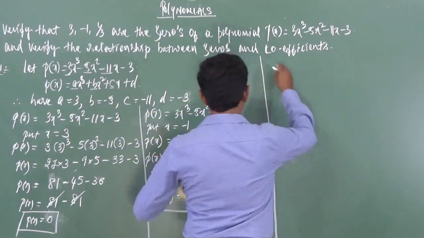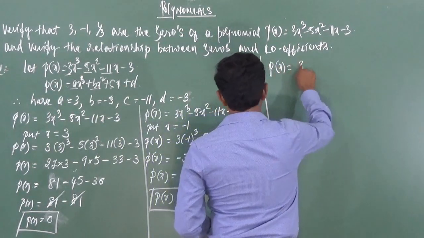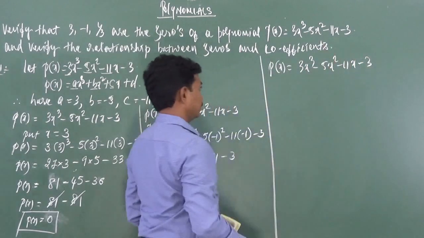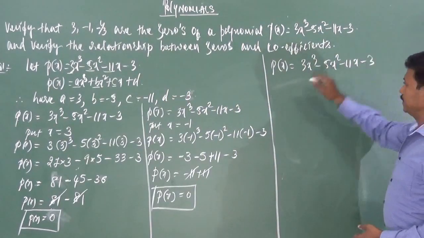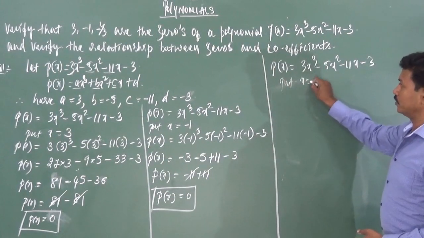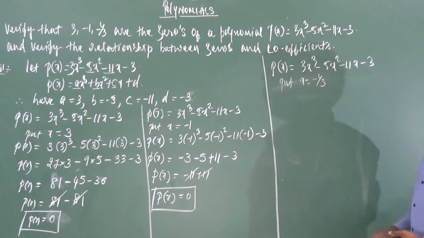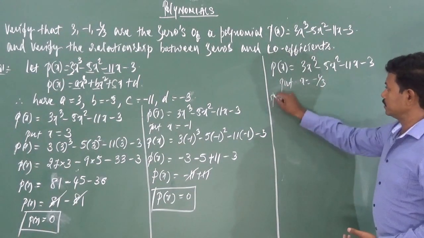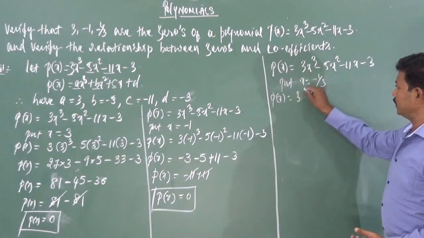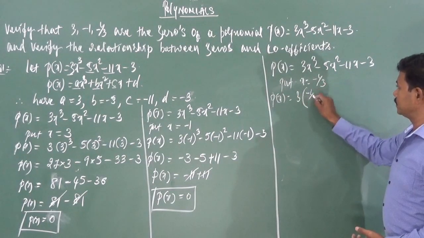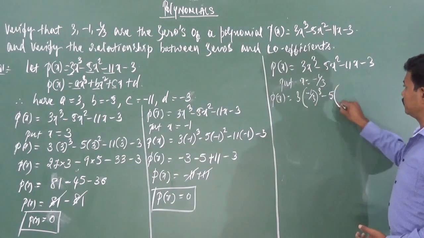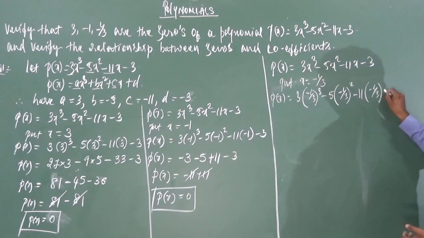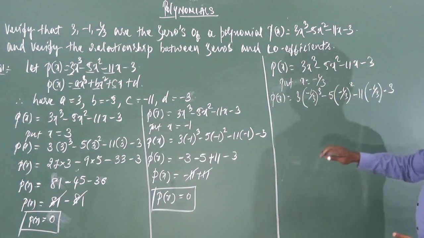Let's take the polynomial. So P of x is equal to 3x cube minus 5x square minus 11x minus 3 is the given polynomial. So now let us put x is equal to minus 1 by 3, the third value they have given, to verify whether it is a zero or not. So x is equal to minus 1 by 3, so P of x is equal to 3 into, in the place of x we will substitute minus 1 by 3 whole cube minus 5 into minus 1 by 3 whole square minus 11 into minus 1 by 3 minus 3. So this we have successfully substituted.